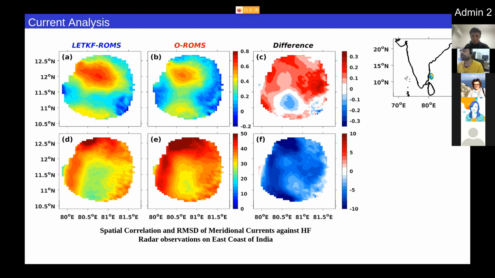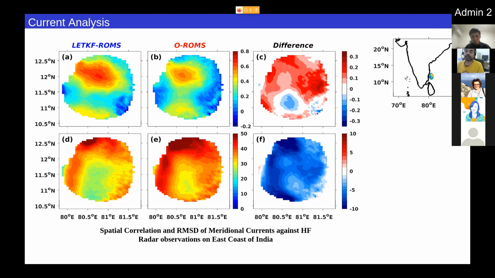If the difference is in red, which indicates a positive, it means the correlation has improved upon assimilation. So what we see is that over most of the region of the HF radar domain, the correlation of meridional current with observation has improved.